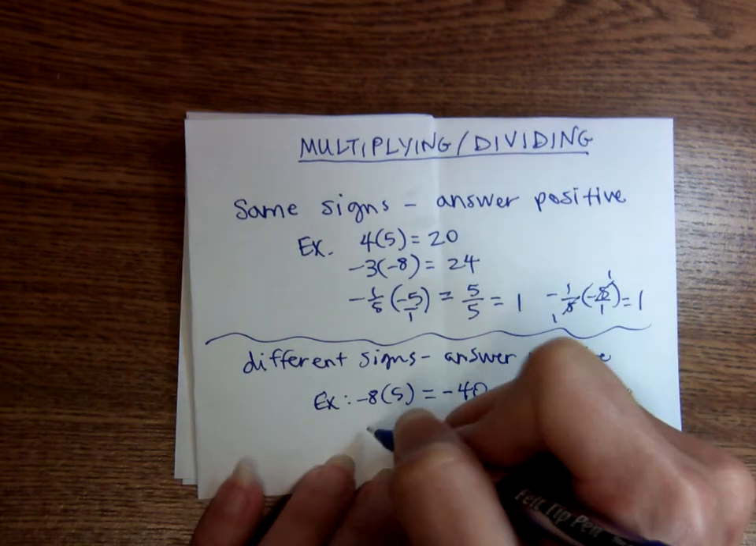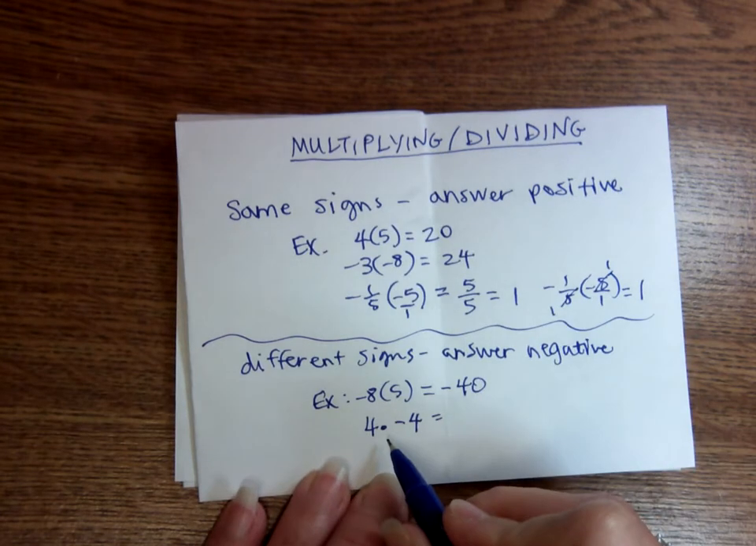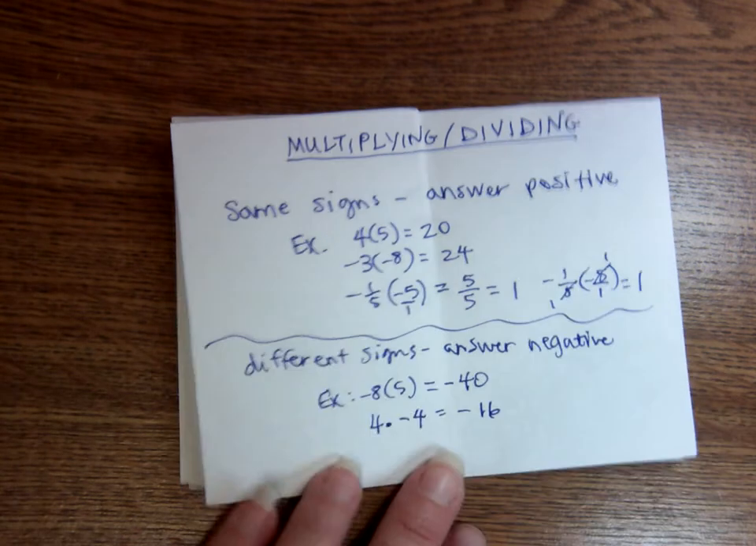Or what if we did 4 times negative 4? Remember that a dot in between two numbers means multiply. So this would be 4 times negative 4. This would be a negative 16 because we had different signs.